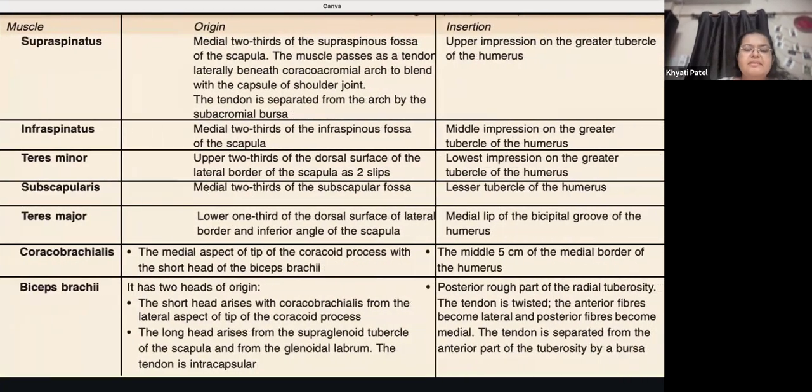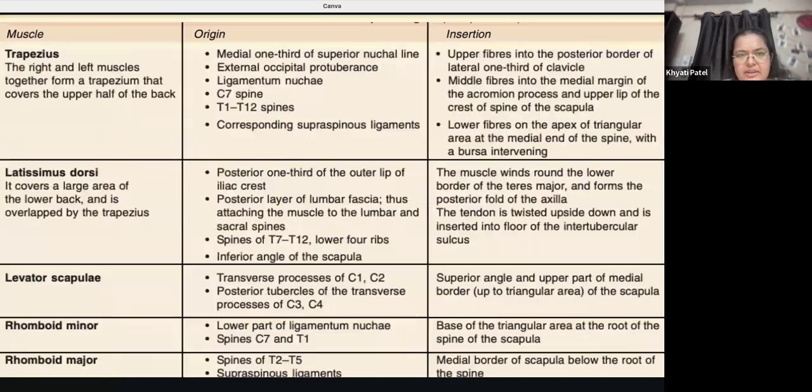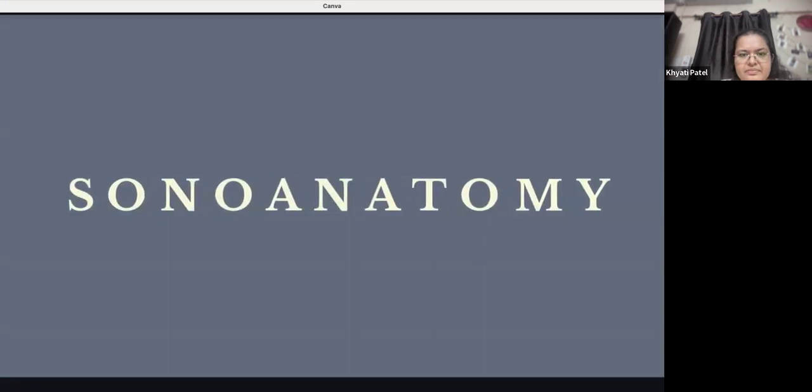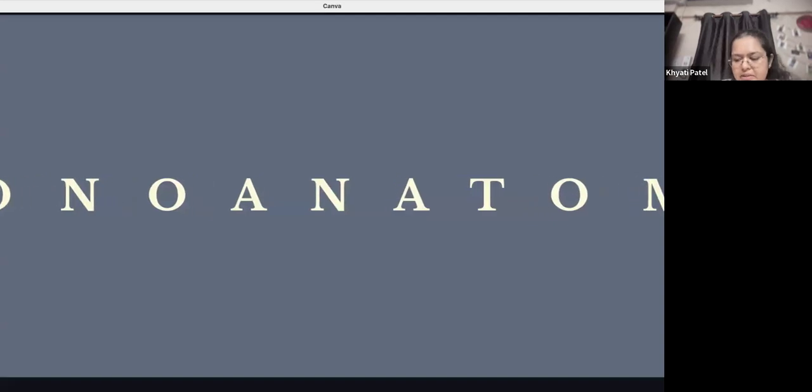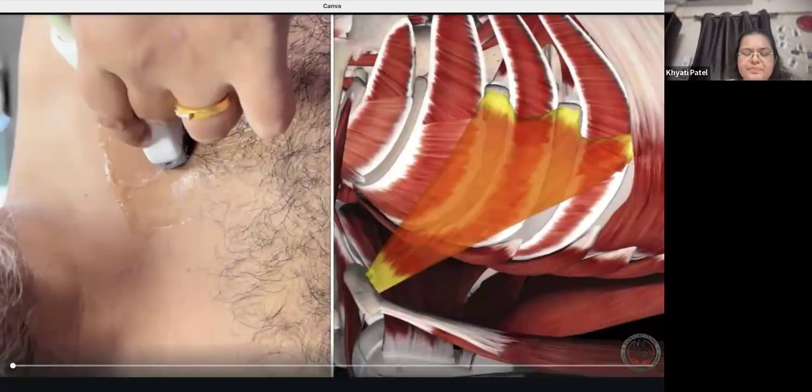It's a busy slide. It's about the origin and insertion of all these muscles that we discussed. So this will be discussed during the cadaveric dissection of the workshop, so I won't discuss each and every one. Okay, so now with this background in anatomy, we'll go and scan.